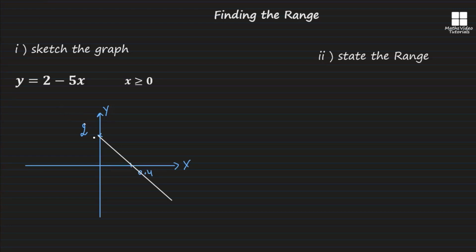Now, for the range, the highest value the y coordinates can take is the value 2. And then it goes down. If I take any point from the straight line and project it onto the y-axis, it gives me a value below 2. If I go down again, project it, it will give you another value less than 2, and so on and so forth. Okay, so basically we can say for the range, all the y coordinates are less than or equal to 2. That's your range.